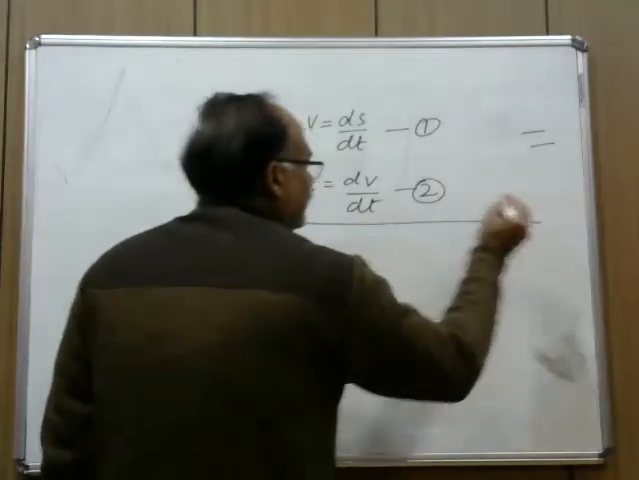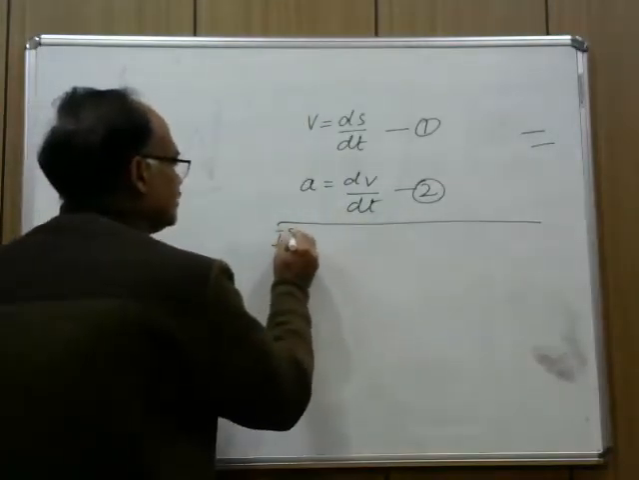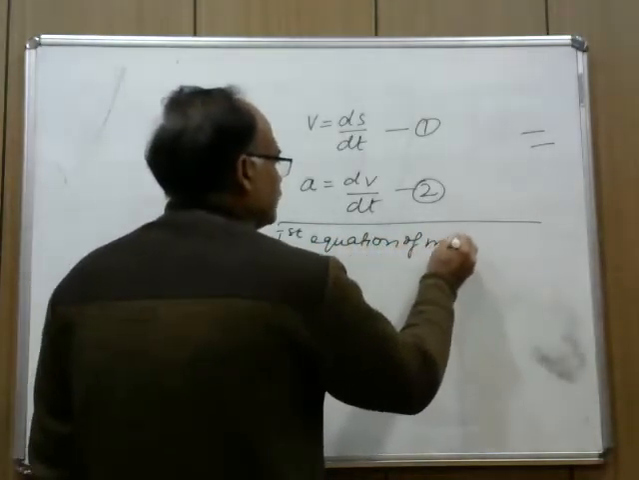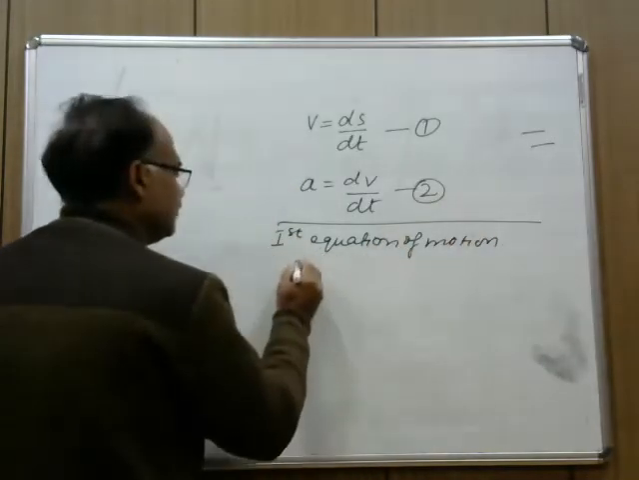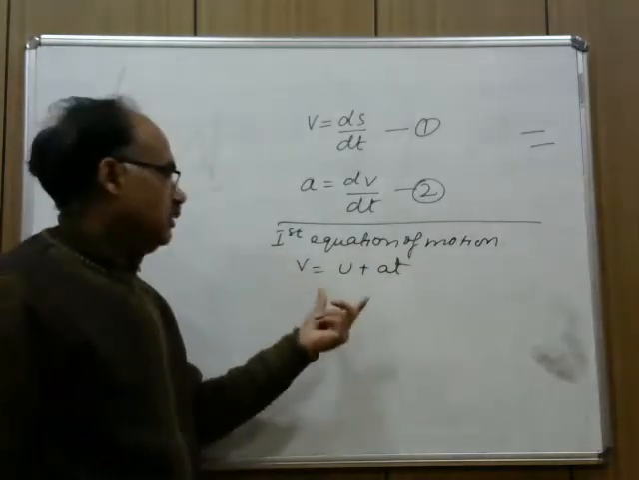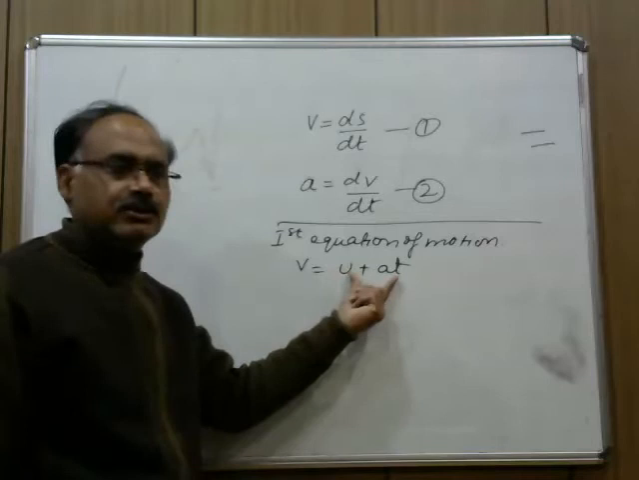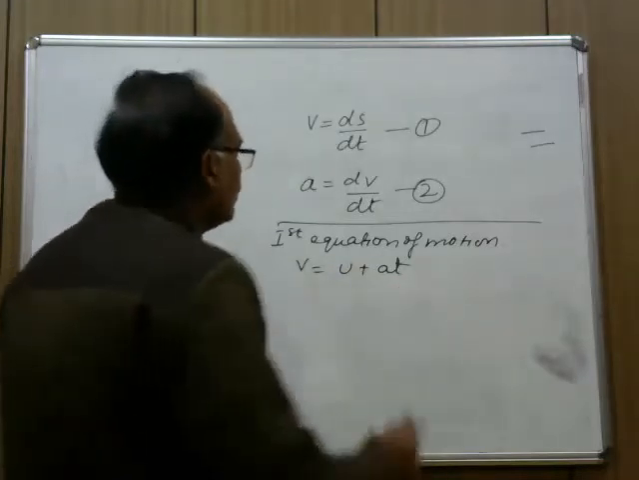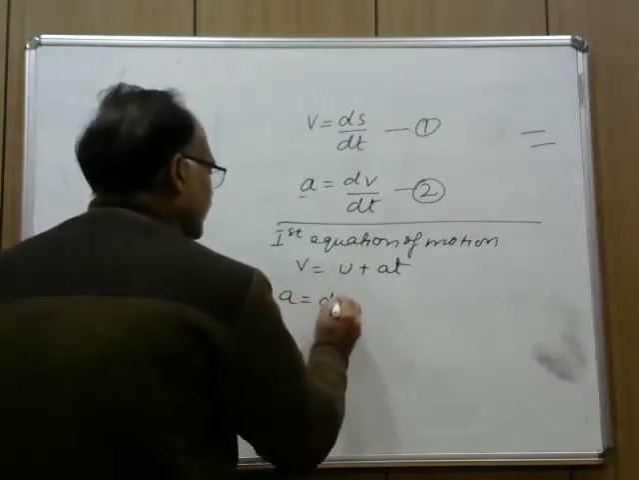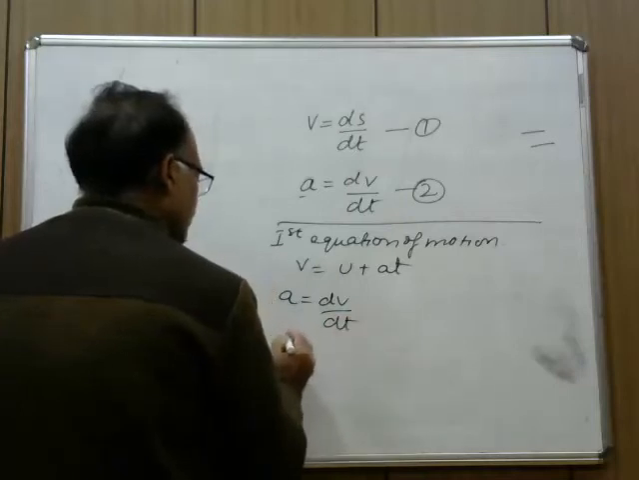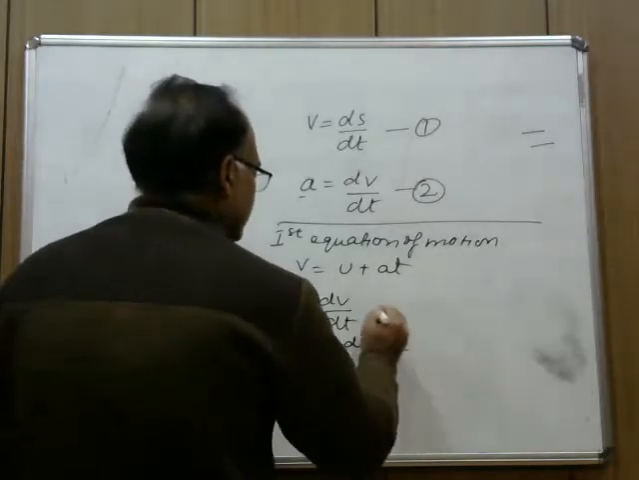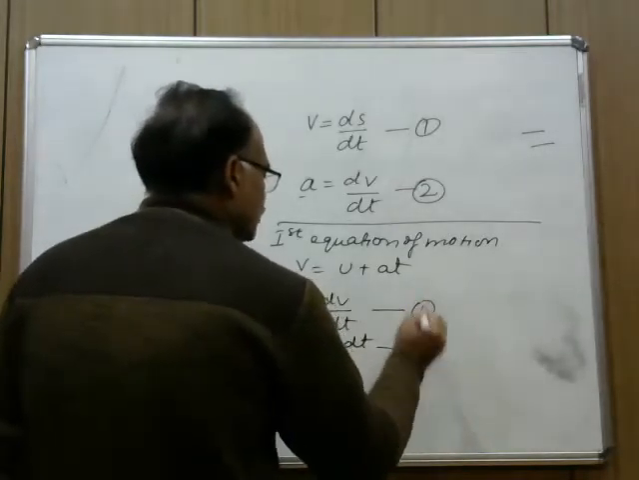Now, if you want to do first equation of motion, that is v is equal to u plus at. You know that v is final velocity, u is initial velocity, a is acceleration, and t is time. Now, we can use this equation, that is a is equal to dv by dt or dv is equal to a dt. This is equation 1, this is equation 2.